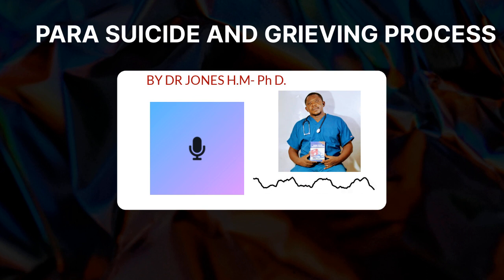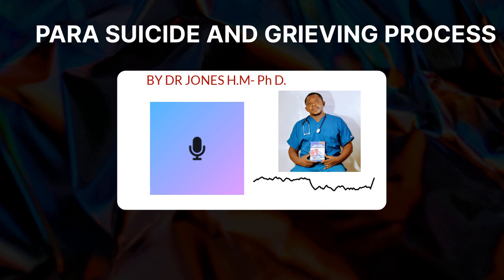There you have it. Today we have been looking at the condition, parasuicide, and a grieving process. In our discussion, we have looked at the definition of parasuicide or attempted suicide. We have looked at the grieving process. We have explained the significant losses that may lead to grieving. We have stated stages of grieving process, discussed the specific management of clients with parasuicide.